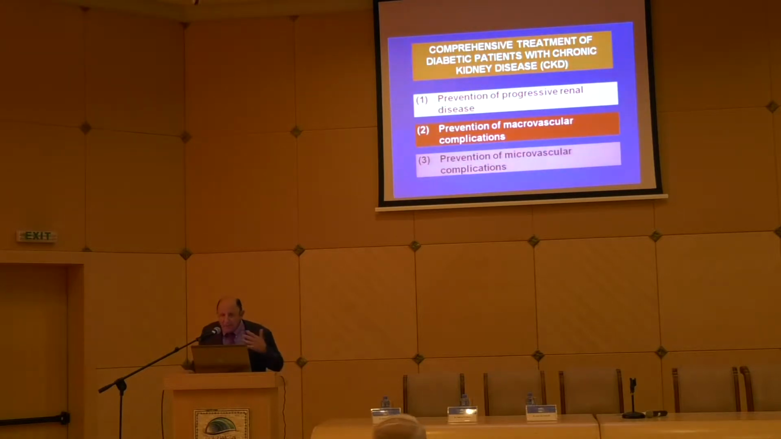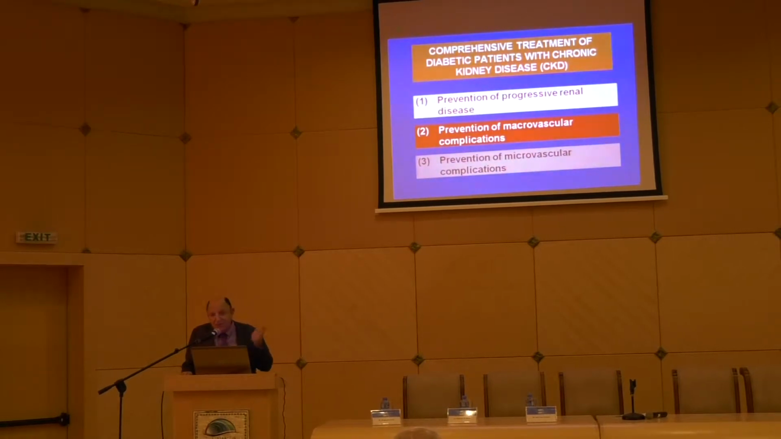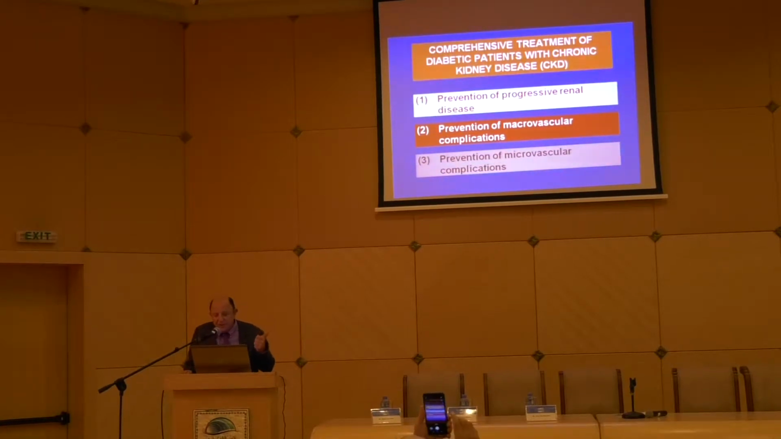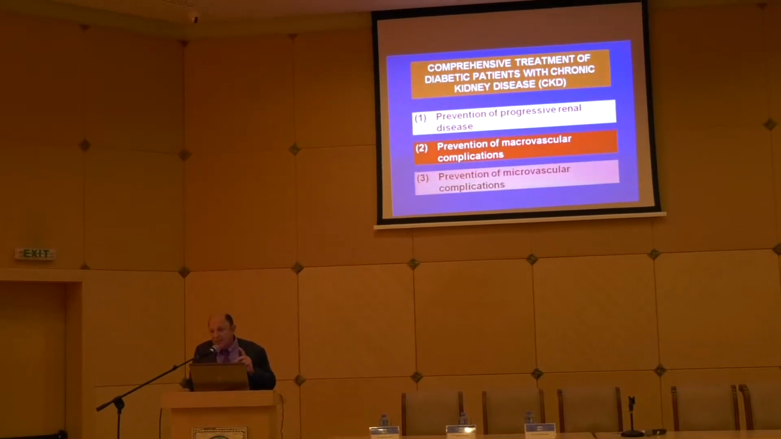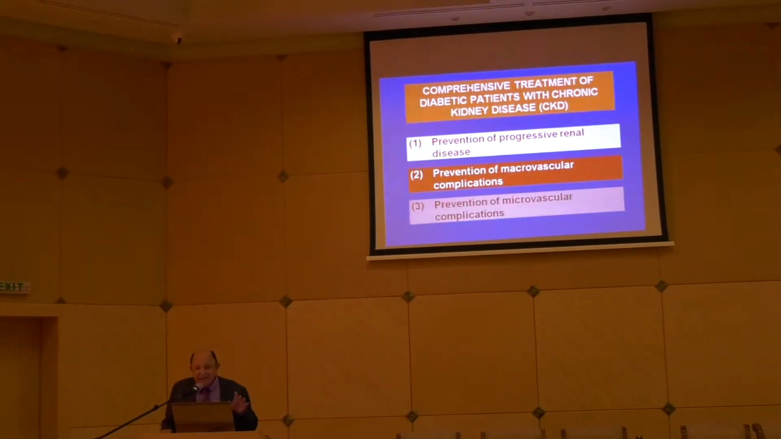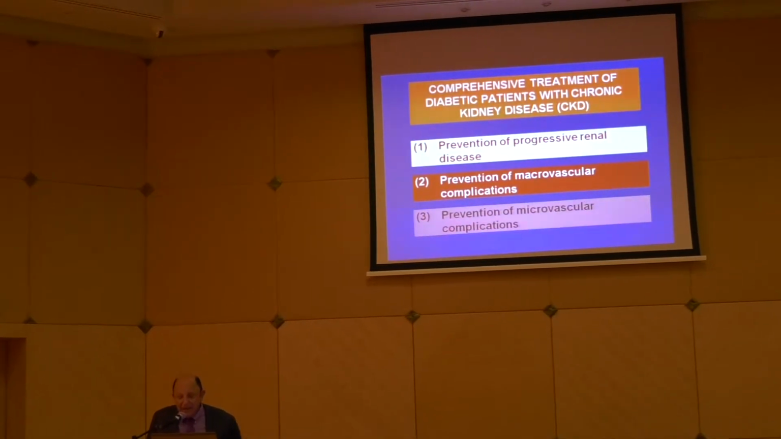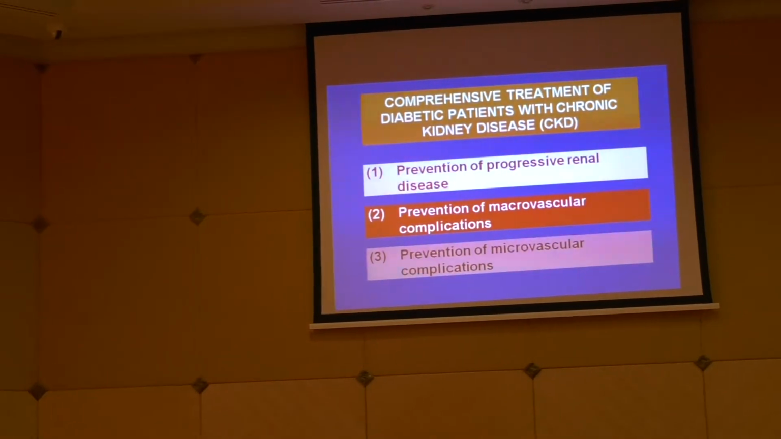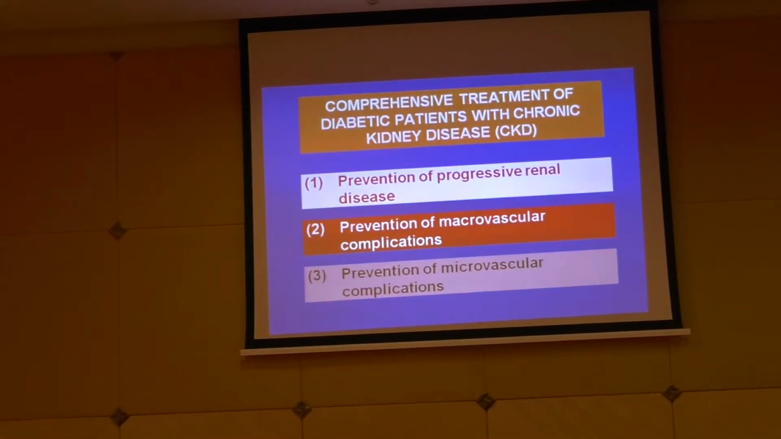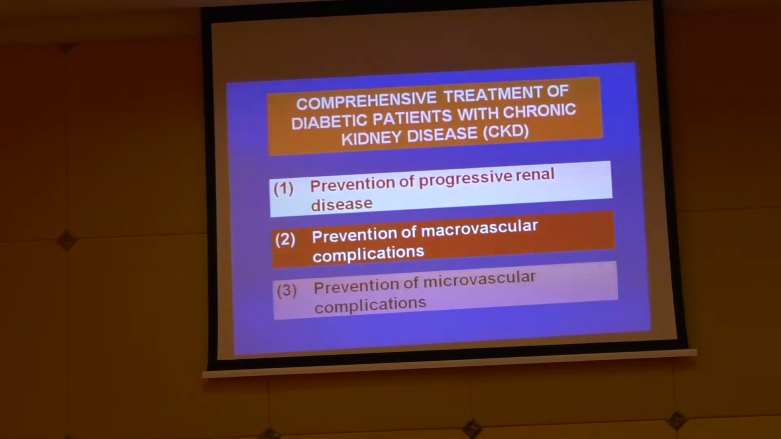Now, the comprehensive treatment of people with diabetes who have chronic kidney disease is threefold. Number one, we want to stop the progression of the renal disease. We don't want them ending up on dialysis or getting a transplant. The second problem is these people are at astronomical risk for cardiovascular complications, and drugs like statins actually work very, very poorly in this group. And then thirdly, we very commonly see eye problems. In fact, we call this the renal retinal syndrome.